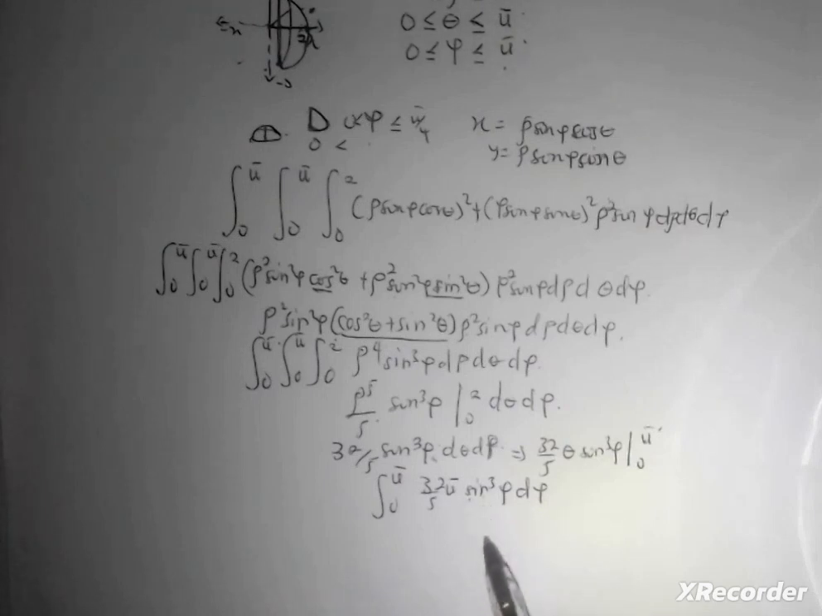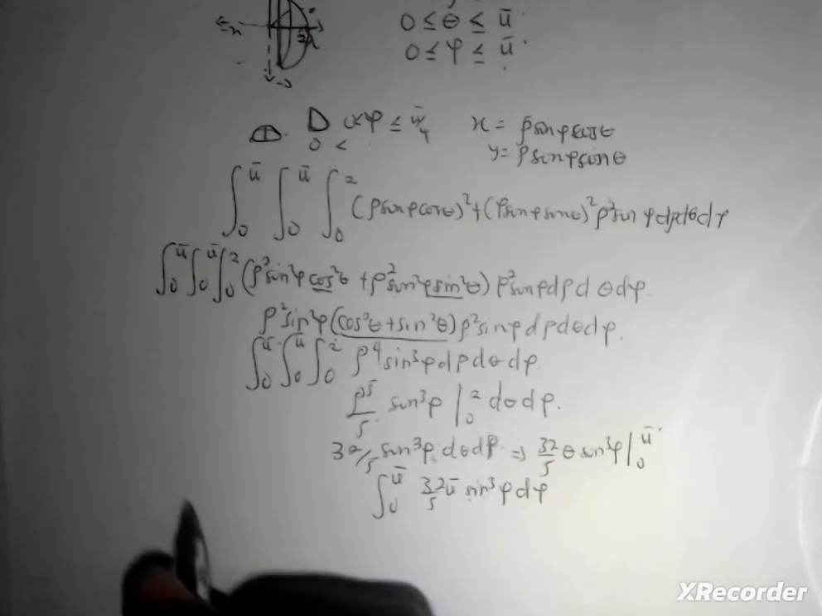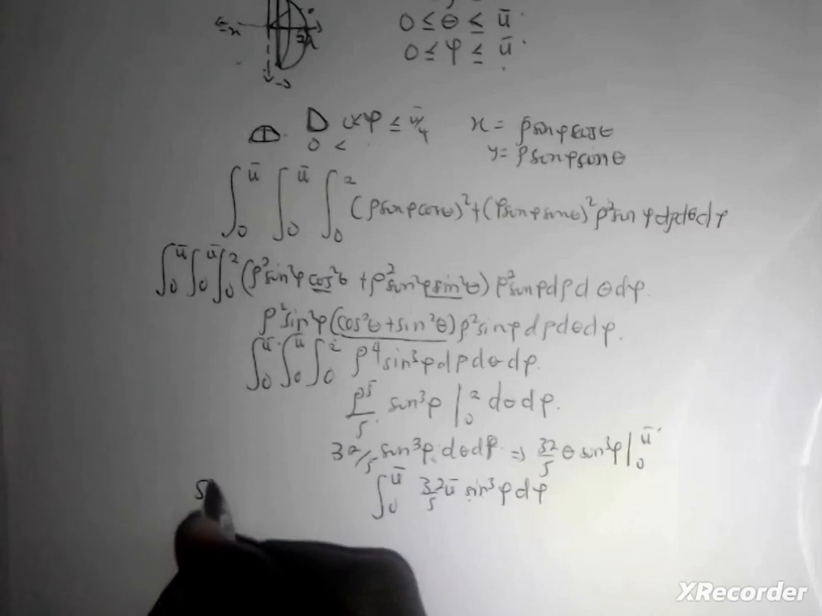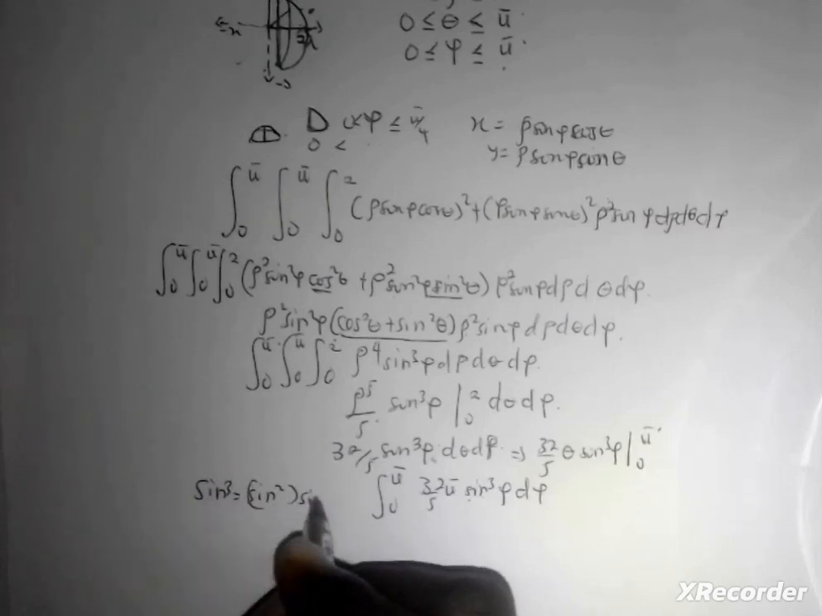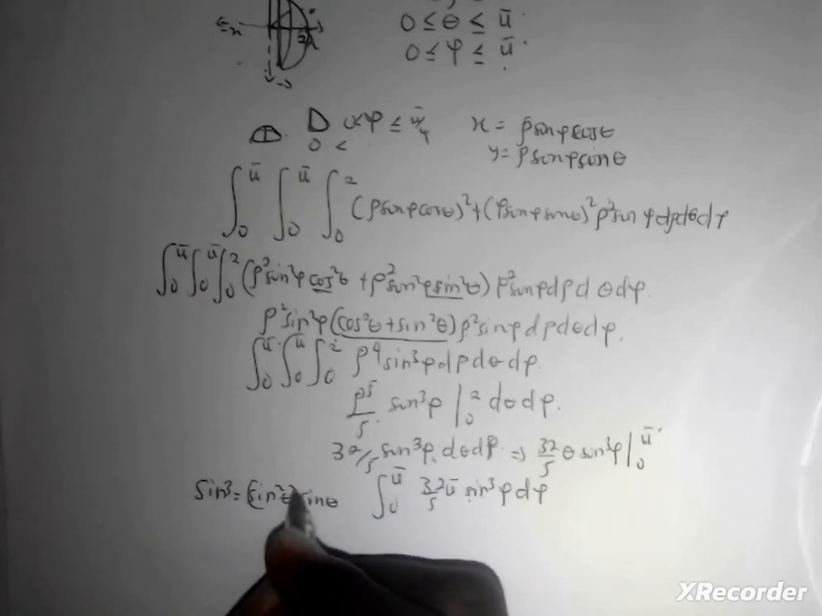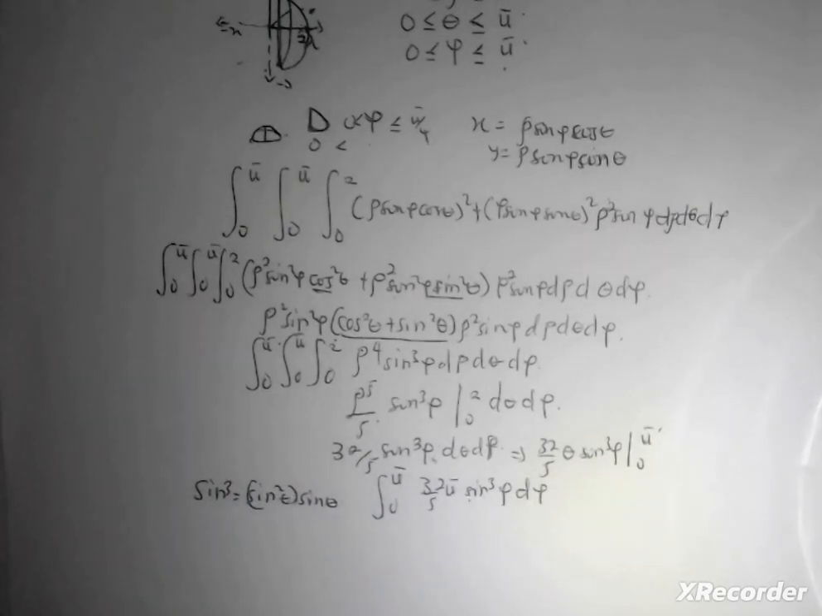I have a sine cube here. We can't integrate this straight away. We need to break it down using the trigonometric ratios and identities. So sine cube, we know that sine cube is the same as sine squared multiplying what? Sine theta. So let's say sine theta multiplying sine theta, sine squared.